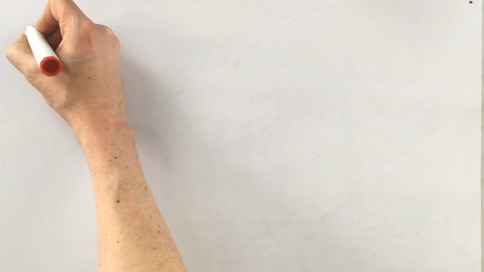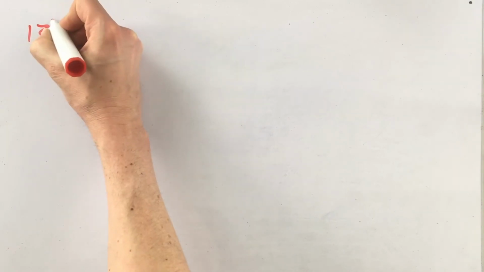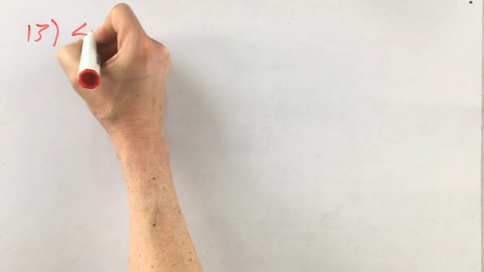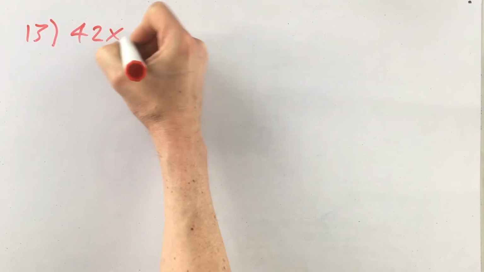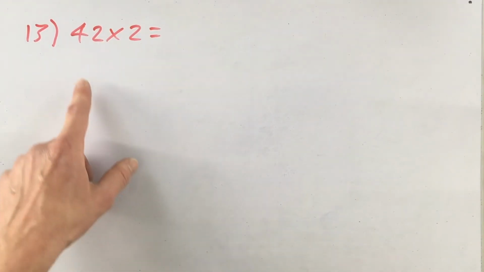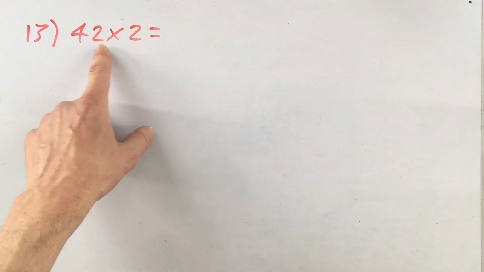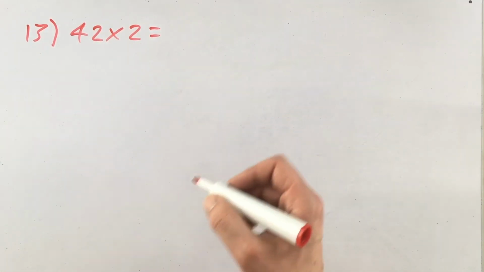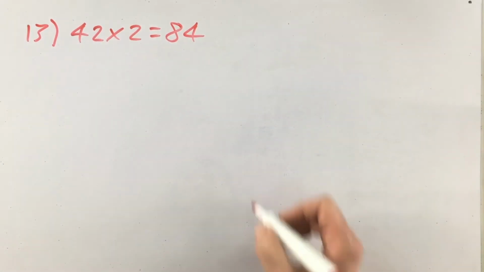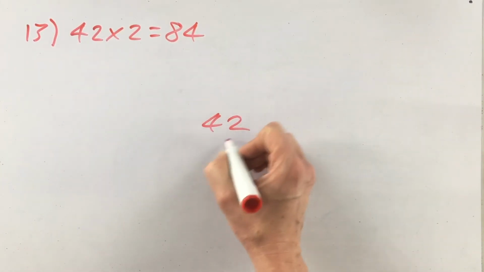To answer the red questions, here's the solutions. 42 times 2. I'm going to do this one in my head. 40 times 2 is 80. 2 times 2 is 4, and the answer is 84. If you wanted to use a diagram to do that, this is what it would look like.